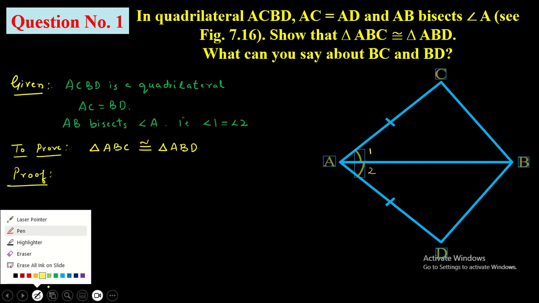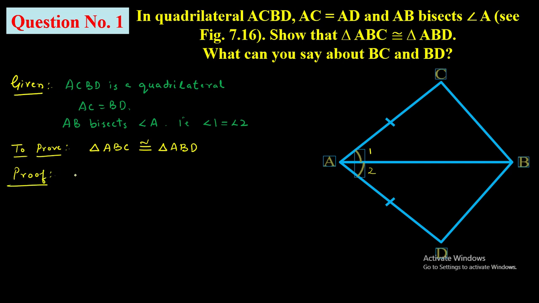So let's take these two triangles, triangle ABC and triangle ABD. It is given that AC is equal to AD. It's given.